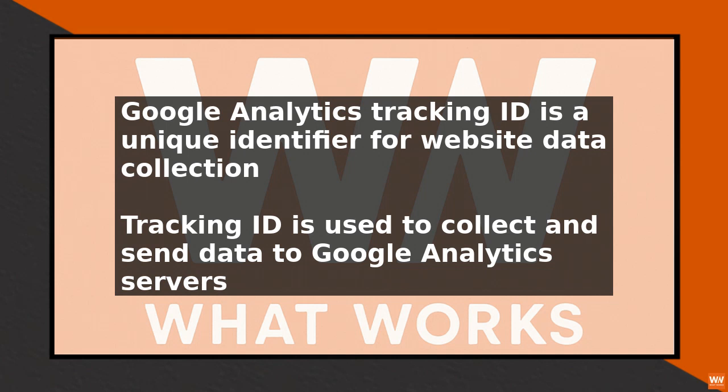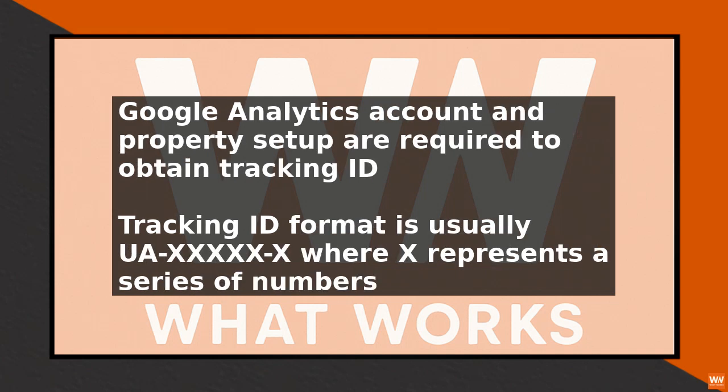in your reports. To get a Google Analytics Tracking ID, you need to create a Google Analytics account and set up a property for your website. A property represents your website or app, and it is where you will find your tracking ID. The tracking ID is usually in the format of UAXXXXXX, where X represents a series of numbers.